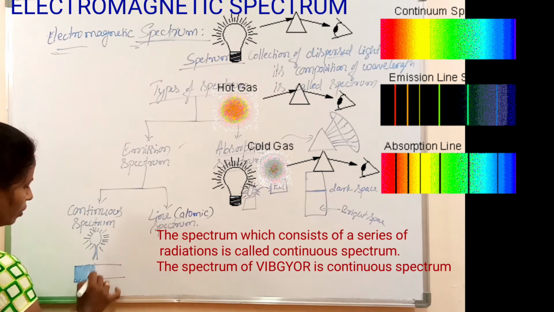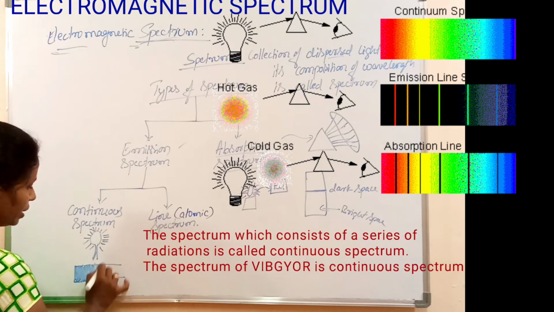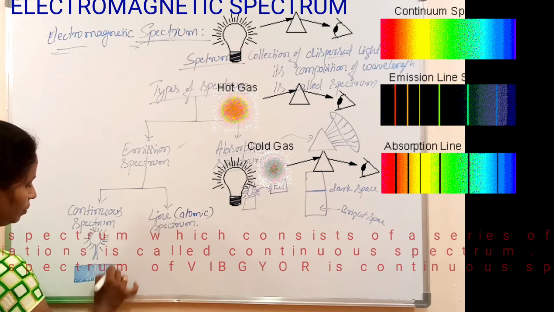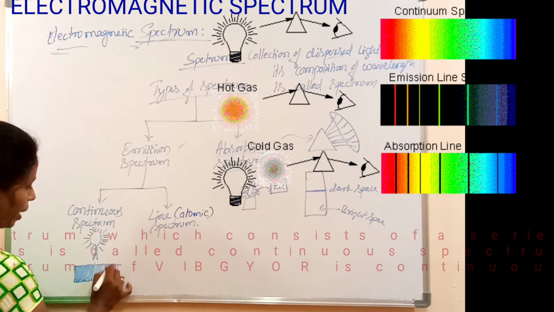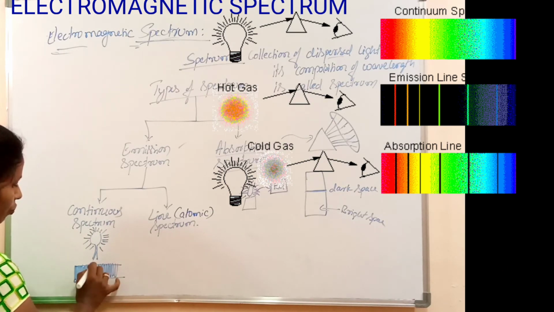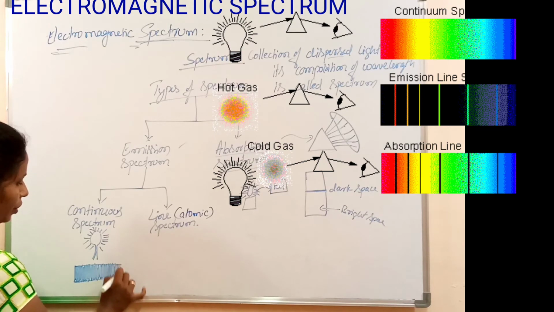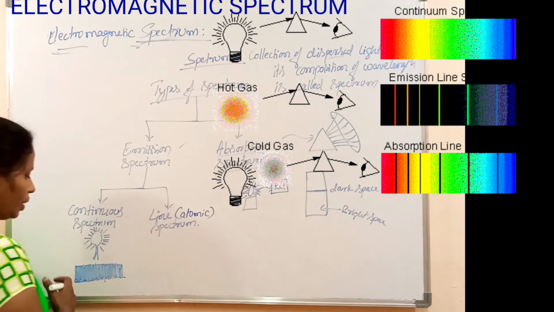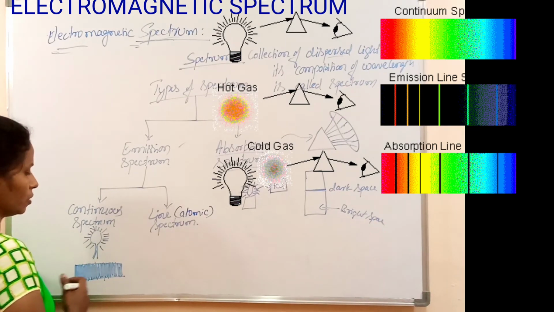If you take VIBGYOR, that is also a continuous spectrum. There is no gap. Without gaps, it is going to form a band of wavelengths. So this is continuous emission spectrum. This is emitted by some sources. They are going to emit all types of radiations.